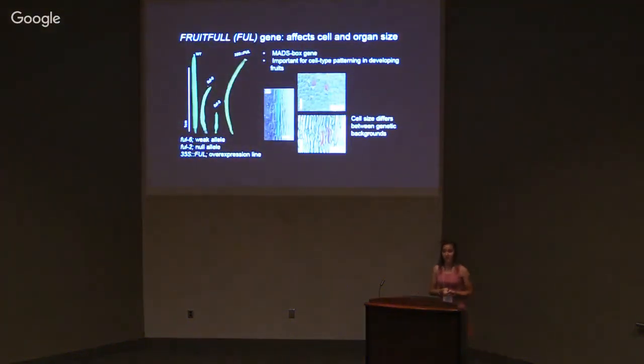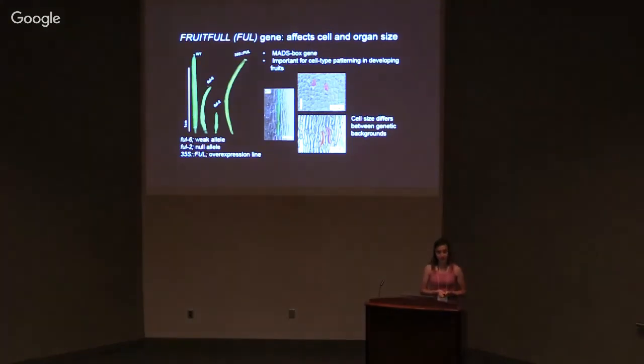Now I'm going to transition into talking about a gene which quickly became of interest and significance to our project. FRUITFULL, or FUL, is a MADS gene, and it is known to be important for cell type patterning in developing silics, specifically valve cell patterning. So Juan Jose, our collaborator, created several mutant lines of FUL, including a weak allele, which is ful-6, a null allele, which is ful-2, as well as an overexpression line.